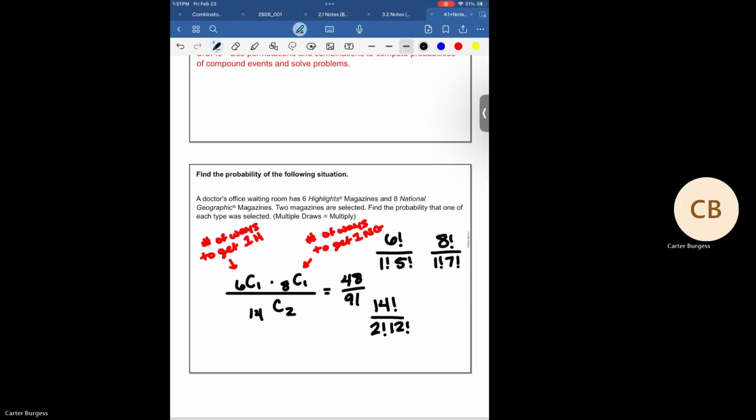What's up? Get 1 National Geographic. Yeah, so you can plug it into your calculator. This works out to be 91. This works out to be 6, and this works out to be 8.